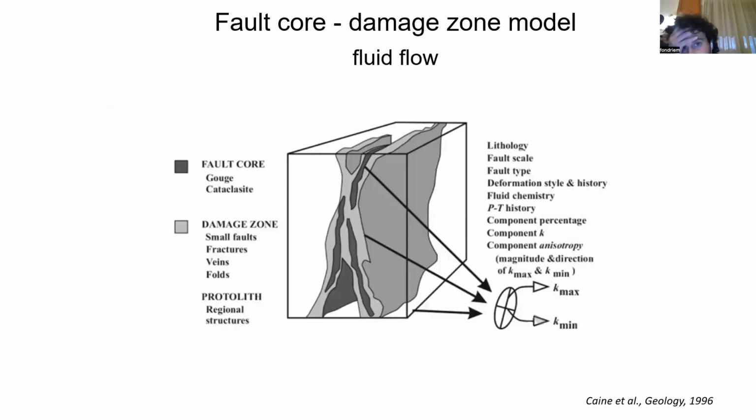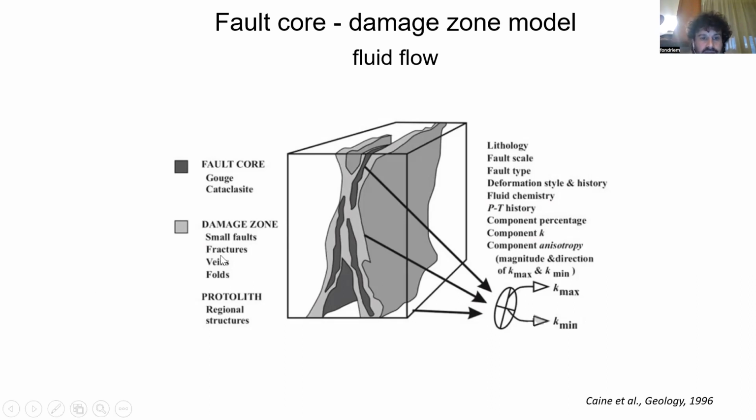Just to start, this is the classic model we have from the seminal paper of Caine et al. 1996, on the structure of a brittle fault zone, which is made of three main components. The first is the fault core, this one in a darker color, which is the zone of the fault which accommodates most of its displacement, most of its shear deformation. Then this fault core is embedded inside a zone which is called the damage zone, which is characterized by a much lower level of shear deformation, much more distributed deformation.